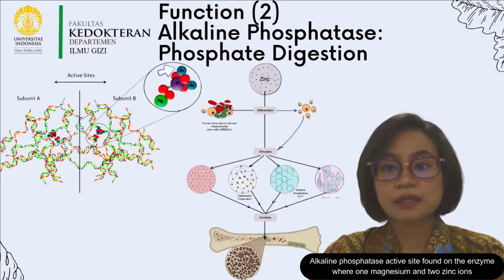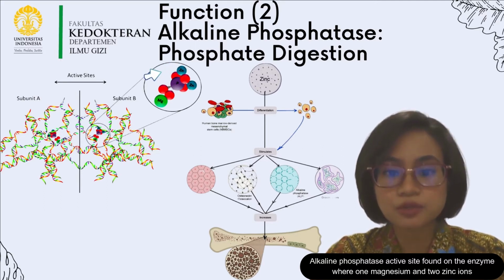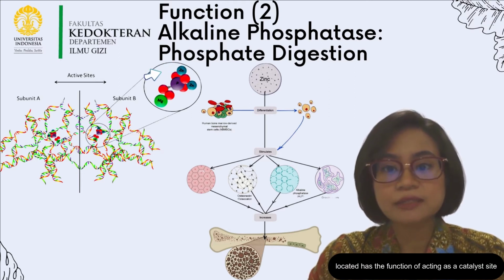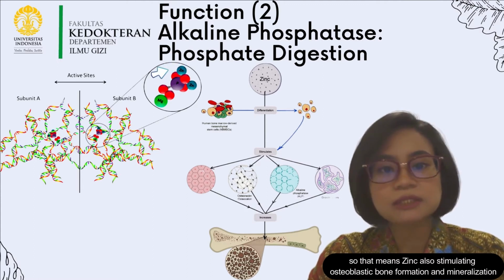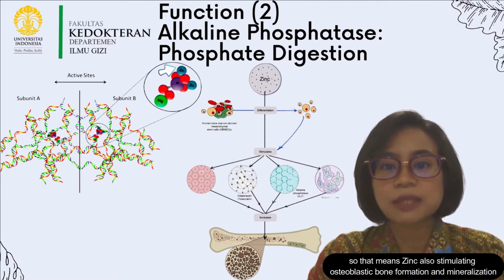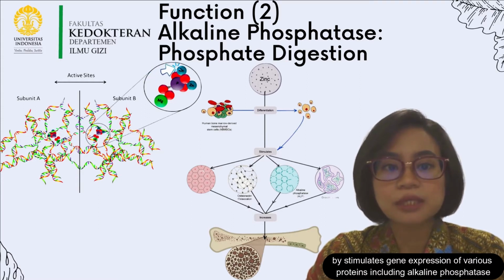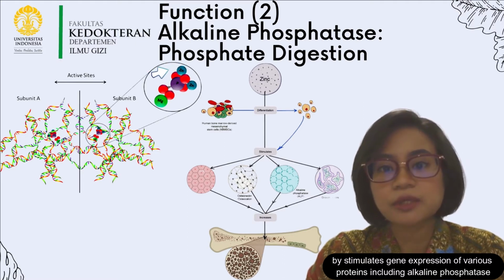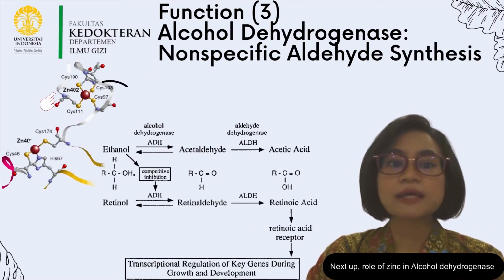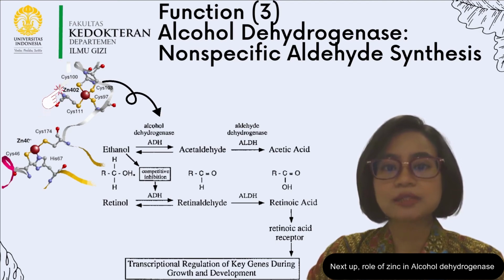The alkaline phosphatase active site, found on the enzyme where 1 magnesium and 2 zinc ions are located, has the function of acting as a catalytic site. So that means zinc is also stimulating osteoblastic bone formation and mineralization by stimulating gene expression of various proteins, including alkaline phosphatase. Okay, next up, the role of zinc in alcohol dehydrogenase.